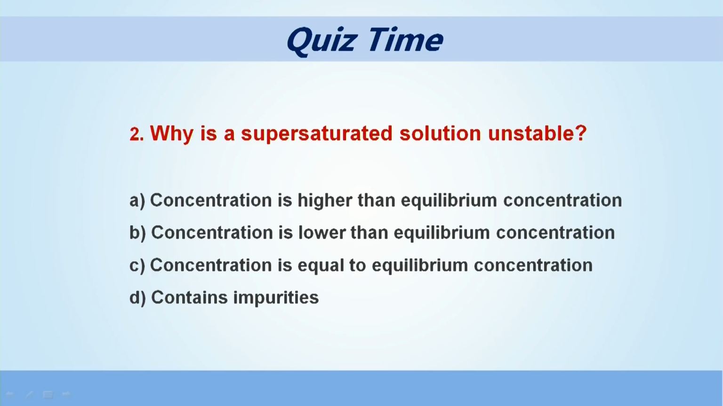Why is a supersaturated solution unstable? The options are: Option A, concentration is higher than the equilibrium concentration. Option B, concentration is lower than the equilibrium concentration. Option C, concentration is equal to the equilibrium concentration. And option D, contains impurities.